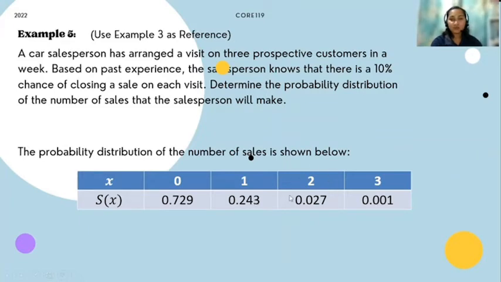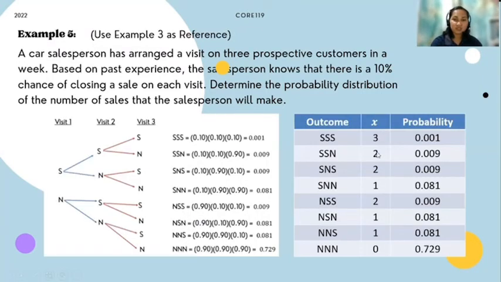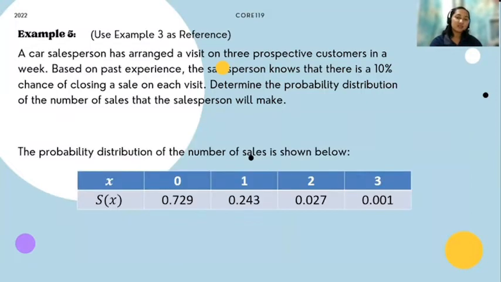Same with x equals 2. If we add the probabilities assigned to x equals 2, we have 3, by the way. So, the ones in the second row, third row, and then the fifth row. So, we have 3, 0.09. And if we add this, we'll get 0.027 or 2.7%.